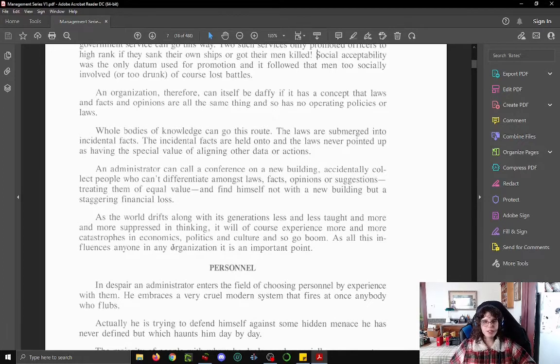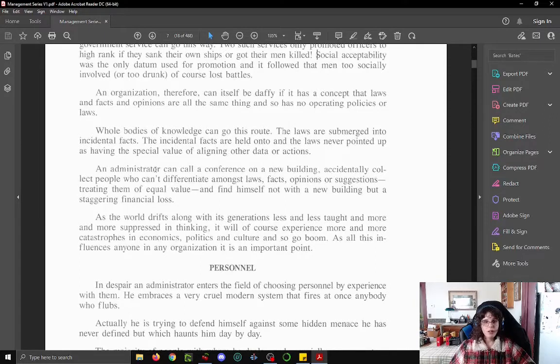Whole bodies of knowledge can go this route. The laws are submerged into incidental facts. An organization, therefore, can itself be daffy if it has a concept that laws and facts and opinions are all the same thing, and so has no operating policies or laws. That's a failed organization. The incidental facts are held onto, and the laws never pointed up as having the special value of aligning other data or actions. An administrator can call a conference on a new building, accidentally collect people who can't differentiate amongst laws, facts, opinions, or suggestions, treating them of equal value, and find himself not with a new building, but a staggering financial loss.